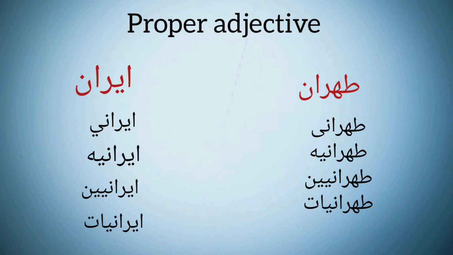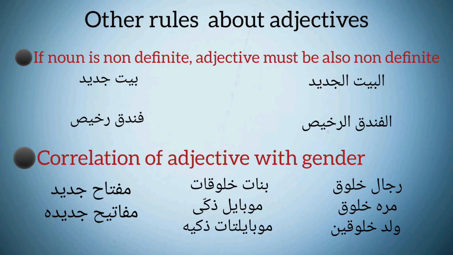Tehrani, Tehraniye, Tehraniyin, and Tehraniyat. And here is another rule for adjectives. The first rule is, if the noun is non-definite, the adjective must also be non-definite. For example, البيت الجديد. The noun is definite and the adjective is also definite.